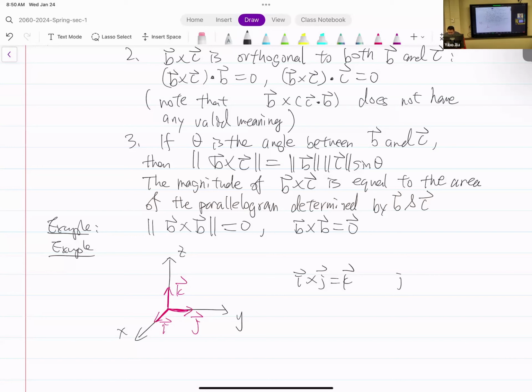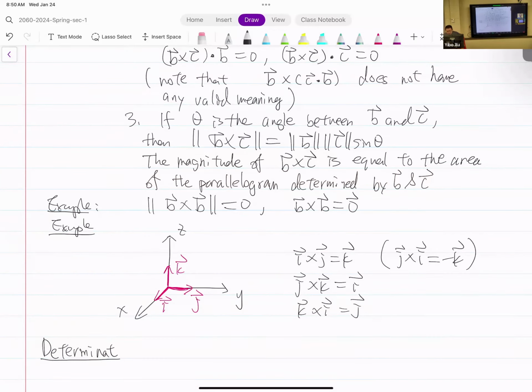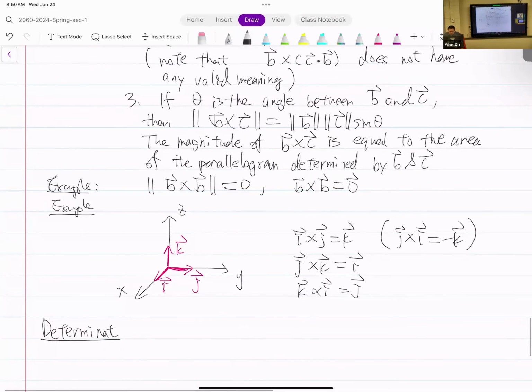But now if you think about j cross i, so the order is changed, it will get you a negative k. Okay. And similarly, when you do j cross k, make sure to verify that it gives you i back, because that follows the right-hand rule. k cross i gives j, right?